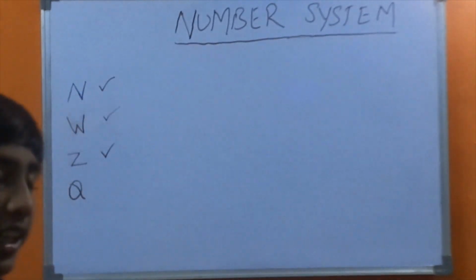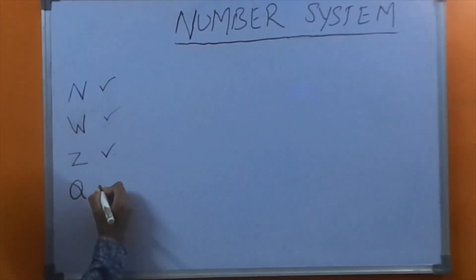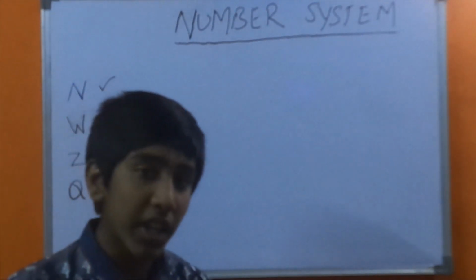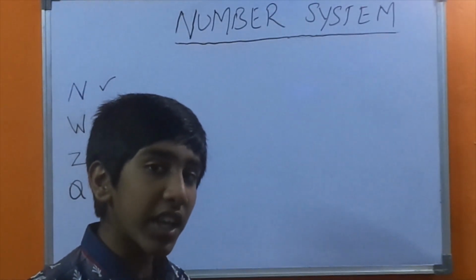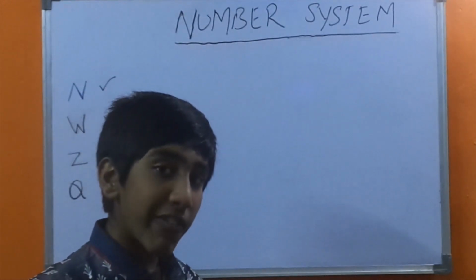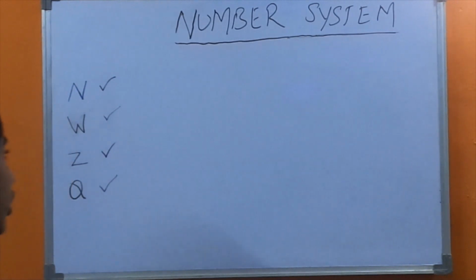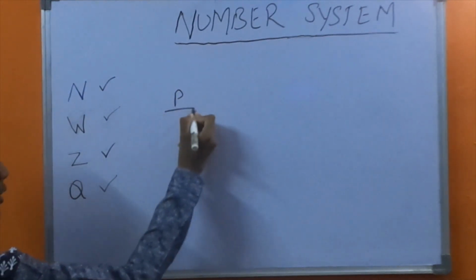And the fourth kind is rational numbers. They are denoted with the letter Q. Q means quotient. The rational numbers are the numbers which can be represented in the form of p by q, where p and q are integers and q is not equal to 0, like this.